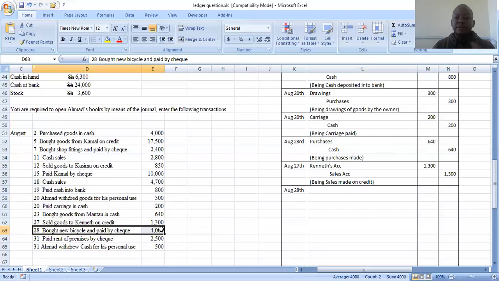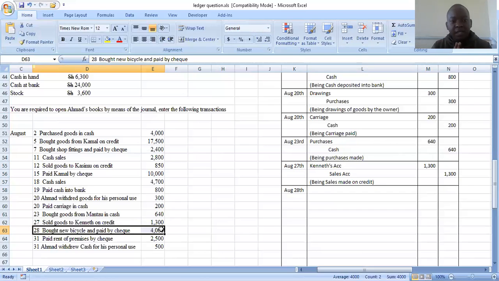So which two accounts here? Bank account, since a check was used to pay, and then bicycle account. What type of accounts are they? Bank is an asset, and the bicycle is also an asset. So both are assets. And then the third question: which account do we debit and which account do we credit?